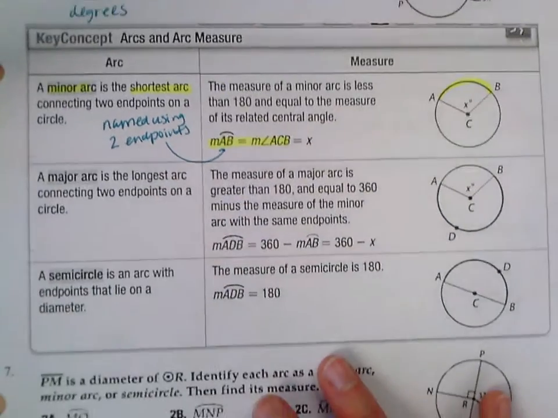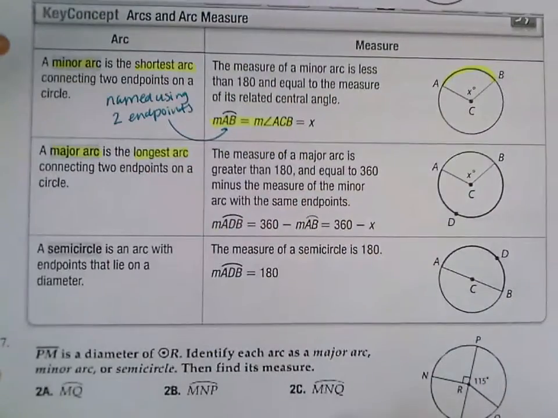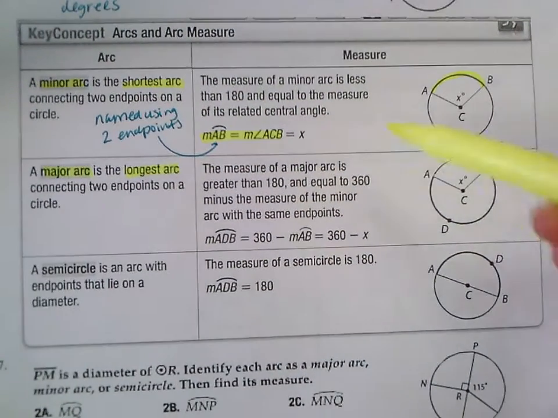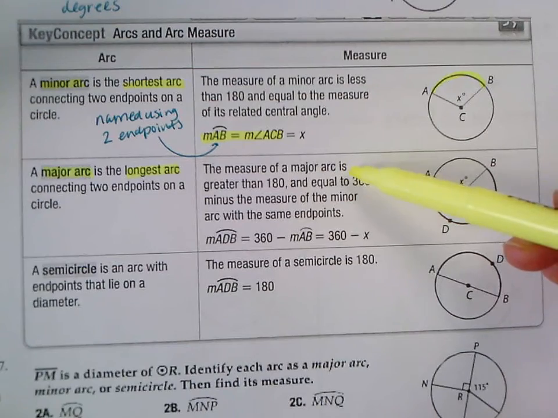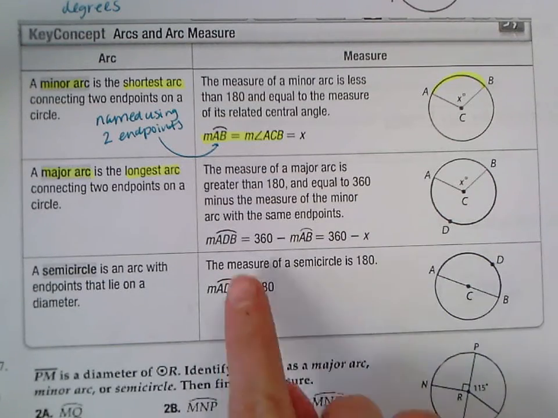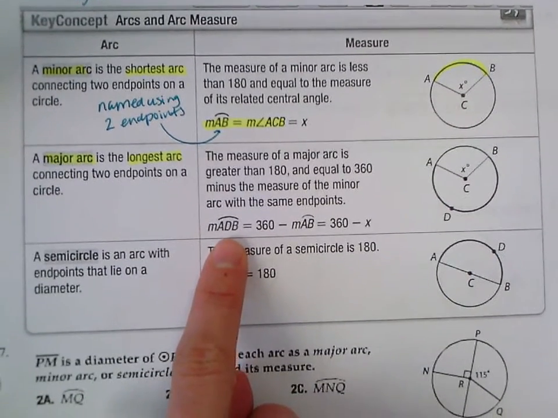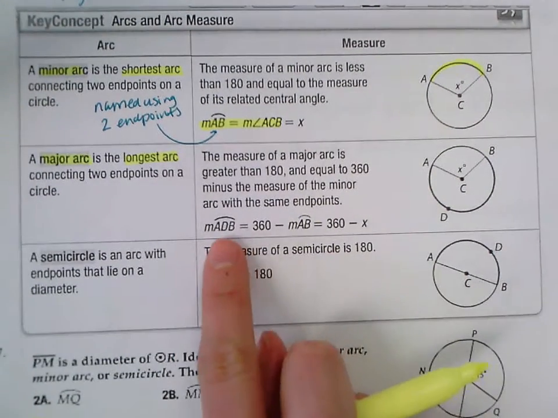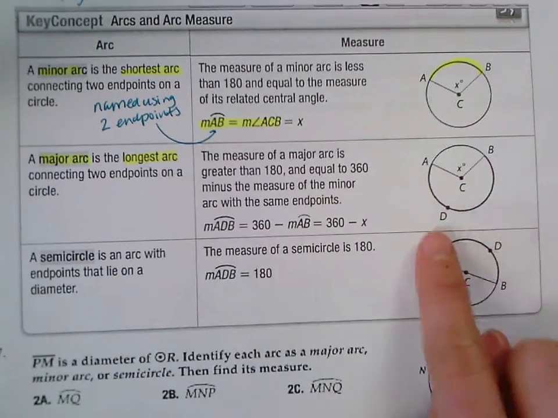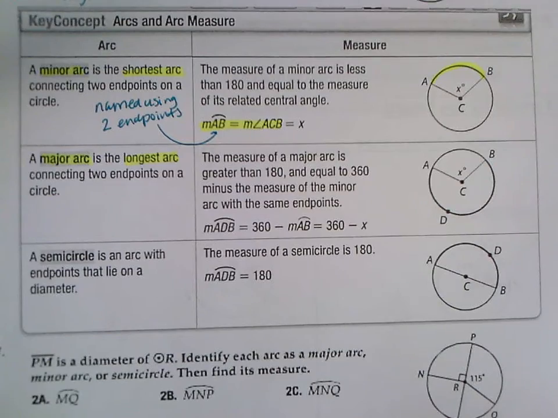Then we have major arcs. So these are the longest arc connecting two endpoints on a circle. The measure of a major arc will be greater than 180, and it's equal to 360 minus the measure of the minor arc with the same endpoints. So notice how a major arc is named. It's always named with 3 letters, with the endpoints, the A and the B, along with one point that is in between the two endpoints.